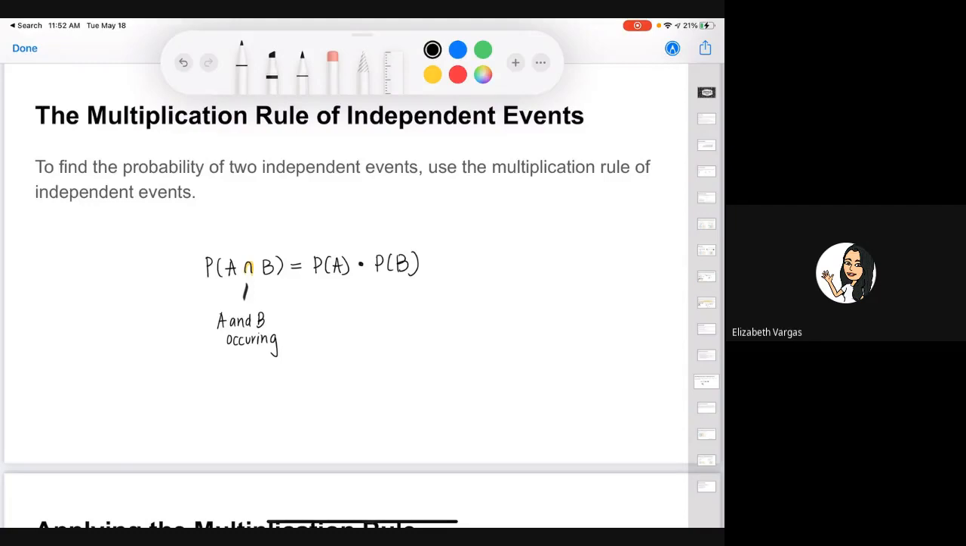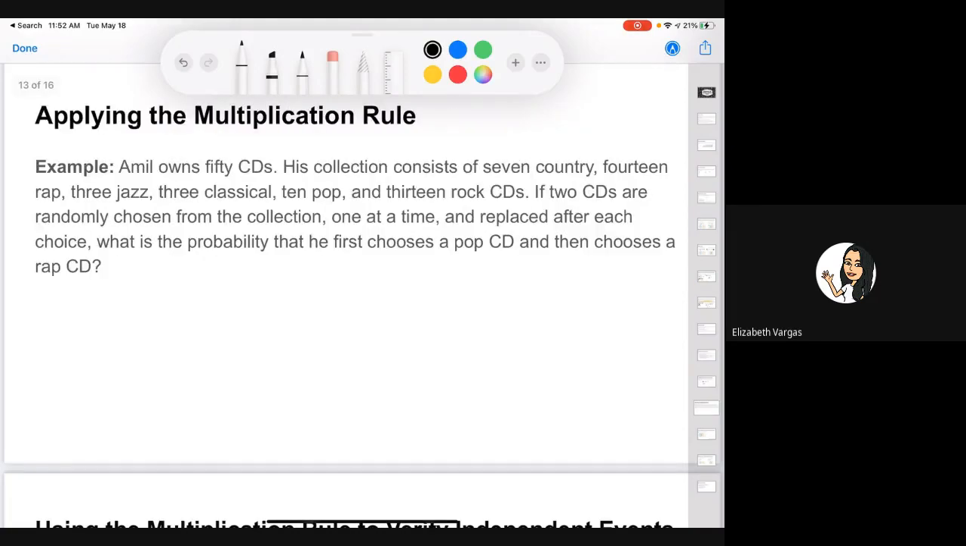Okay, so let's look at an example. This says Emil owns 50 CDs. His collection consists of 7 country, 14 rap, 3 jazz, 10 pop, and 13 rock. So let me just go ahead: country, rap, jazz, pop, and rock. Okay. So those are all the different CDs he has.